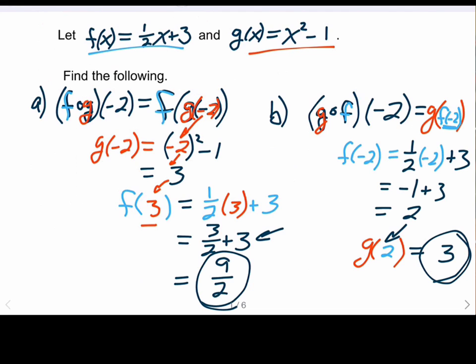So the outputs are different. There's not a way that you can look and see what it would be if you flipped it around. You just have to apply the appropriate rule first.